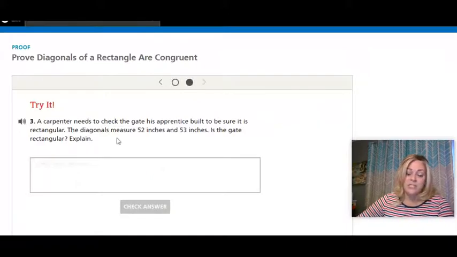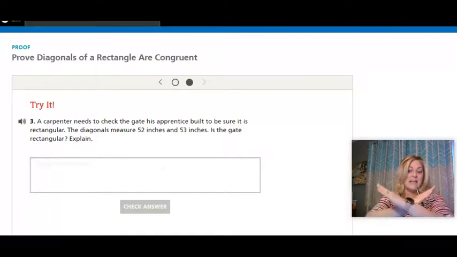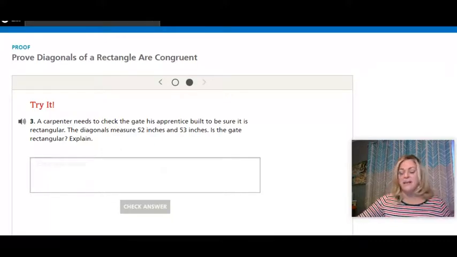A carpenter needs to check a gate his apprentice built to make sure it is a rectangle. The diagonals measure 52 and 53. Is the gate a rectangle? Well, based on that theorem I just went over, the diagonals have to be the same, and if they're two different lengths, they're not. So it is not a rectangle.